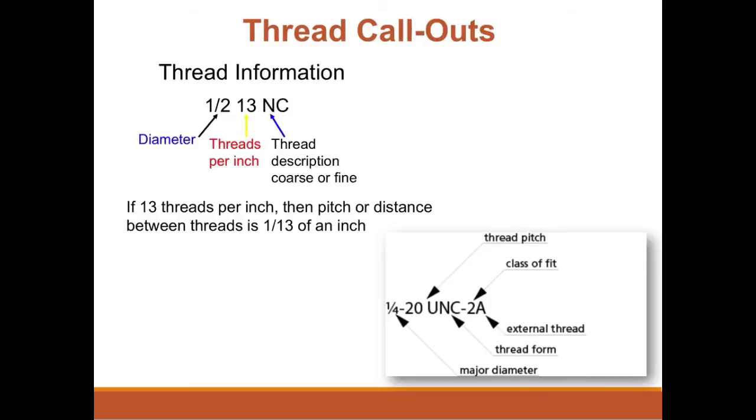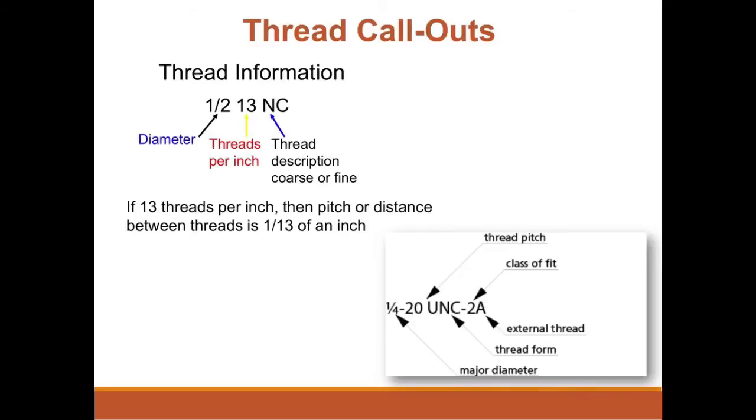So if I'm trying to find the distance between each thread, then I'm going to say it's 1/13 of an inch, or in this case it would be 1/20 of an inch. And then I could go ahead and divide out that fraction to figure out the distance between each of the threads. Or I can put it in my equation as an actual fraction, as 1/13 of an inch, or 1/20 of an inch.